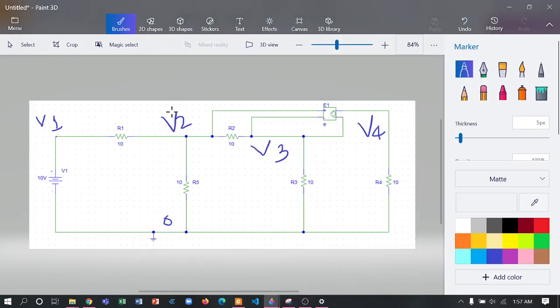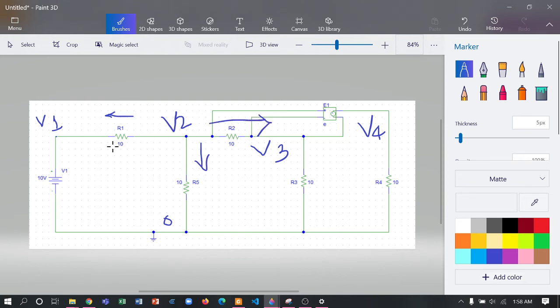So we are going to take (V2 - V1)/10 + (V2 - 0)/10 + (V2 - V3)/10 equal to 0. This is how we can apply KCL, because (V2 - V1)/10 means the current is flowing from this way to this way. So I can make it clearer: (V2 - V1)/10 means the current is flowing from here to here. (V2 - 0)/10 means the current is flowing from V2 from here. (V2 - V3)/10 means the current is flowing from here to here.